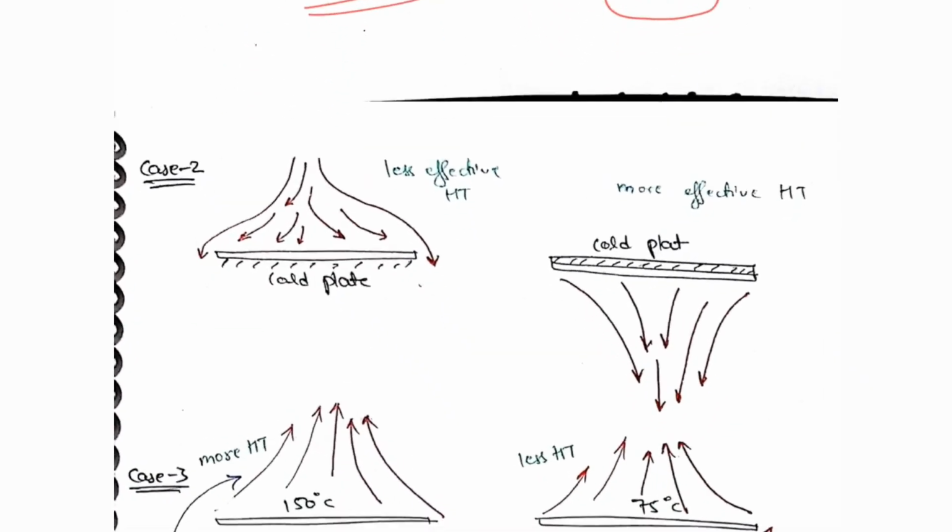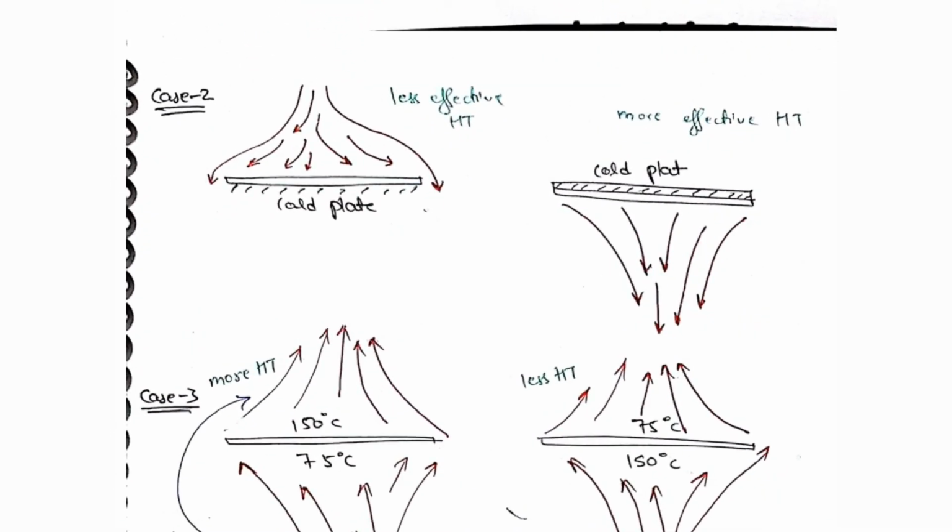Similar to that, if you are taking a cold plate, cold plate means the temperature of the plate is less than the temperature of the ambient. If you place the cold surface on the top side, and in the second case the cold surface is placed on the bottom side, here again the fluid will be coming and getting cooled. So what will happen? Density of the fluid will increase. It will move in the downward direction.